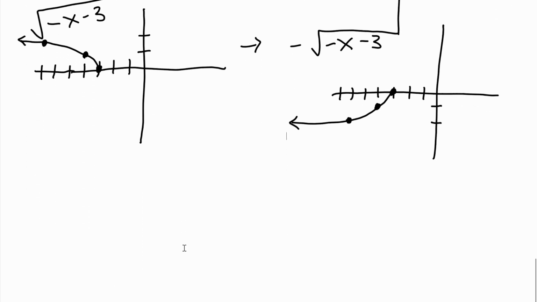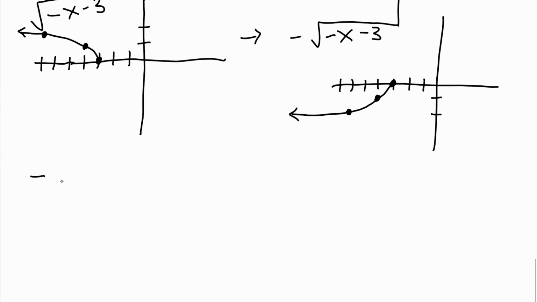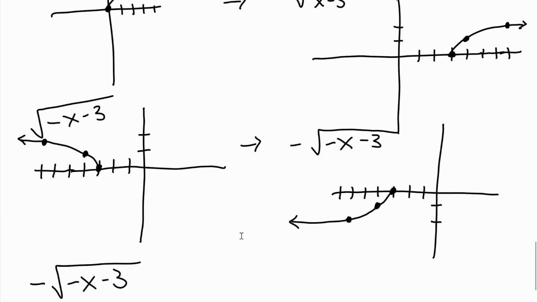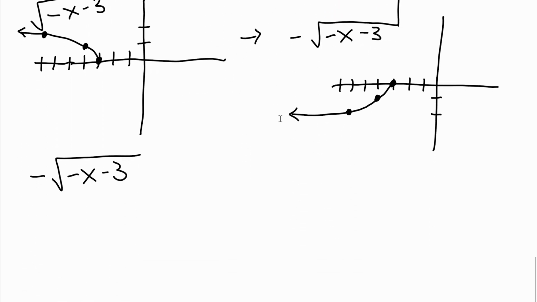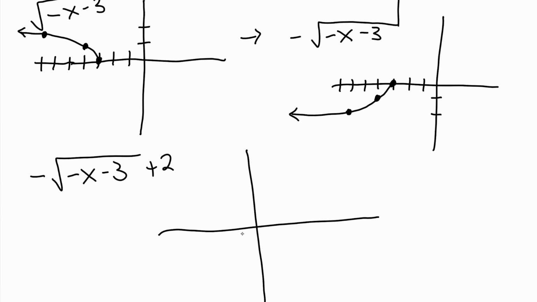Finally, last but not least, we have the vertical shift. I'm forgetting how much it even was at this point, because we've done so many steps, plus 2. Okay, so our final graph, 3, 4, 5, 6, 7.